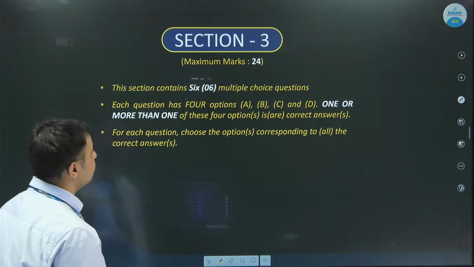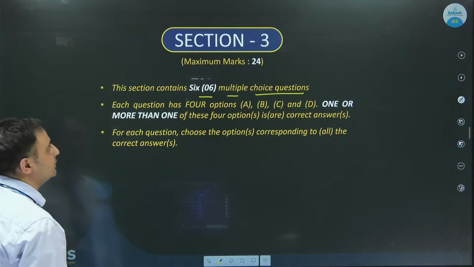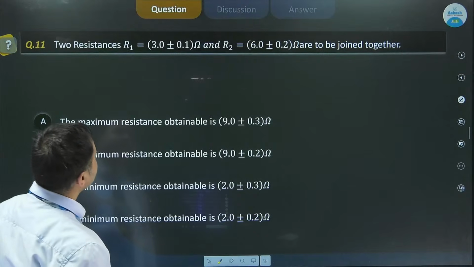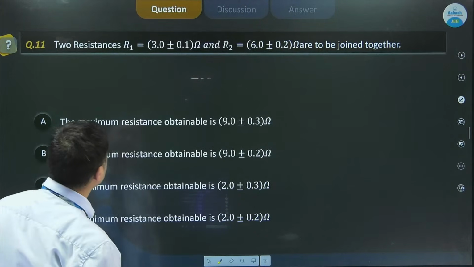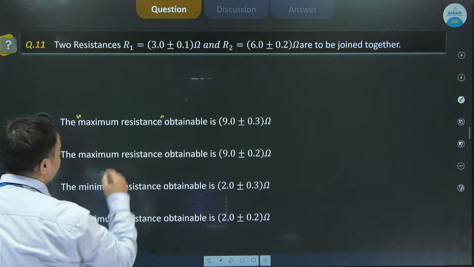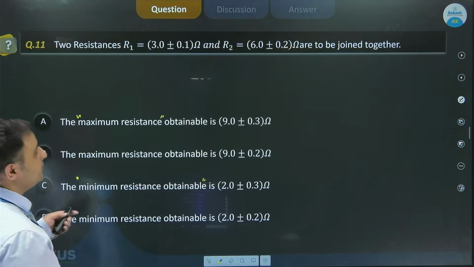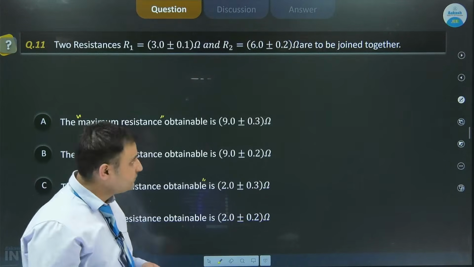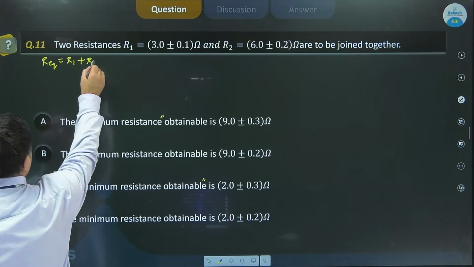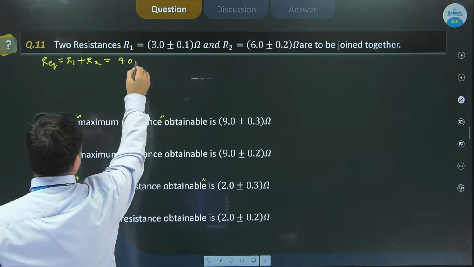This section contains 6 multiple choice questions, one or more than one correct. All right. Now let's move on to the question. Two resistances R1 and R2 are to be joined together. We are being asked the maximum resistance obtainable and the minimum resistance obtainable. For maximum resistance, these two resistances should be connected in series. For the series combination, R equivalent is equal to R1 plus R2. So from here, it comes out to be 9.0 ohm.